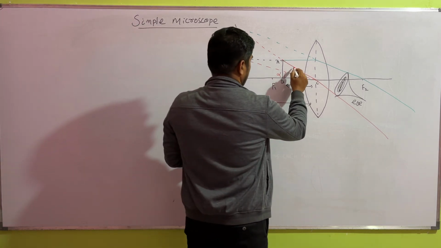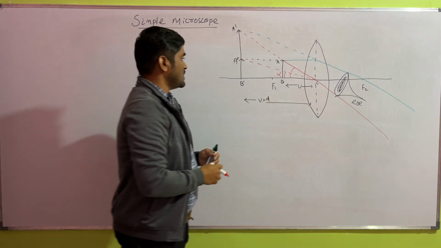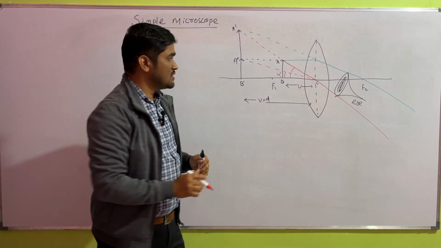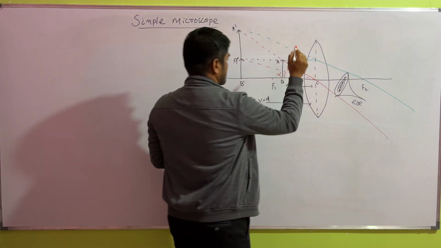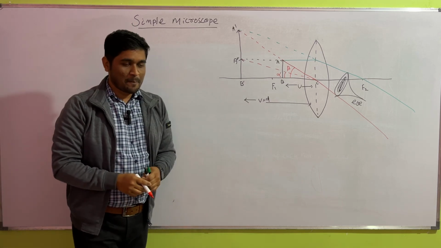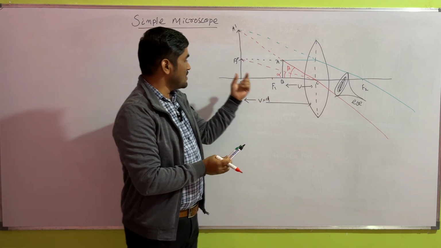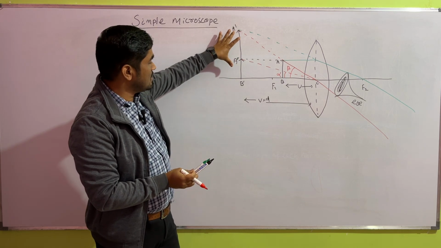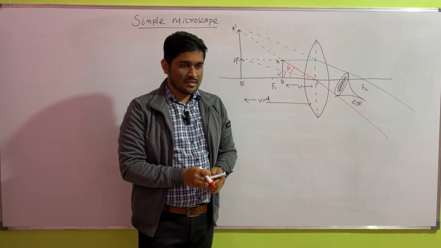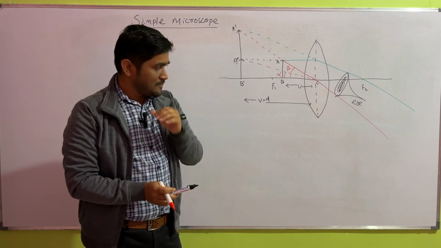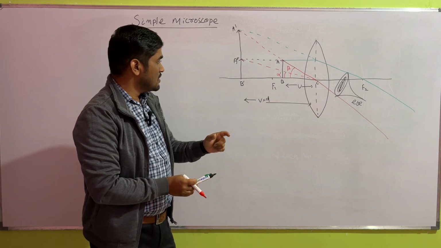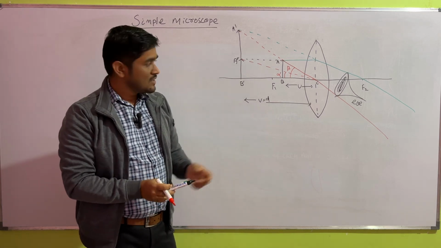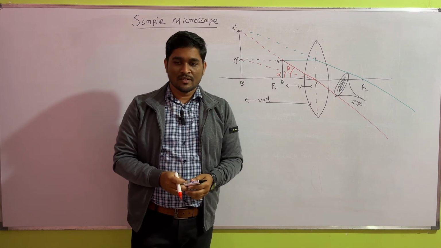And this is the other angle, the angle subtended by the image at the eye. This is beta. Clear? That means this is the height of the object and this is the height of the image. That means we can say here the image is angularly magnified. There is an angular magnification of the object.